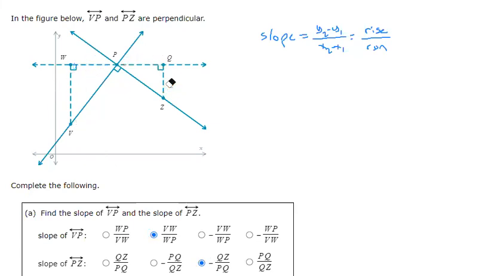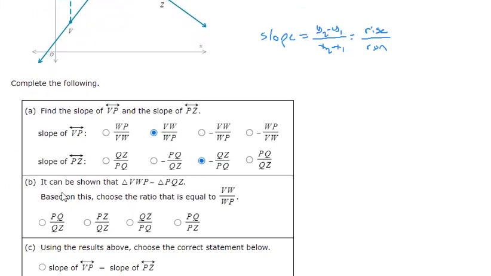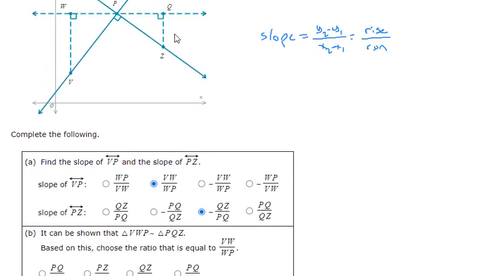As soon as we have the rise over run to get their slopes, we can show that those two triangles are similar. Based on this, choose the ratio that is equal to this. I have to be careful, because the slopes are this ratio and this ratio. If the slopes are equal, this side divided by this side is just the slope, and the other one was given.